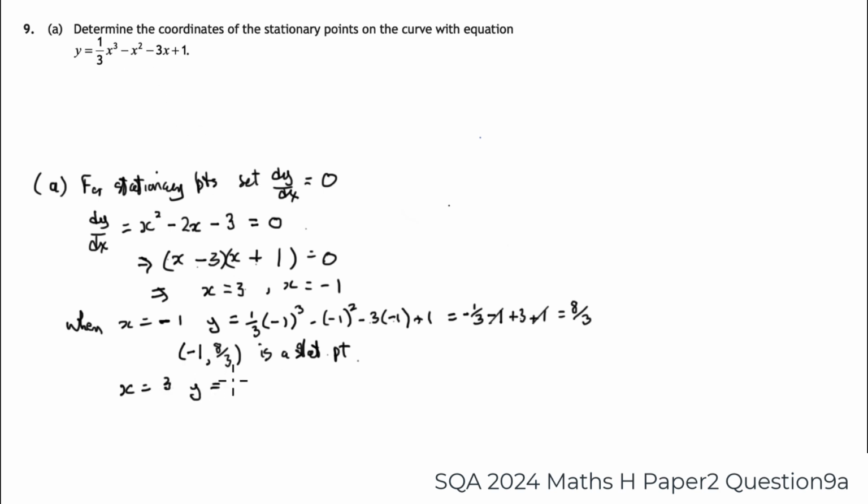Now there will be another stationary point, and we'll find that by plugging 3 into this formula. So we get 1/3 of 3 cubed minus 3 squared minus 3 times 3 plus 1. Now, one of these 3's cancel, 3 squared is 9. 3 squared is 9. 3 times 3 is 9. Lots of 9's around. And 9 minus 9 is 0. Minus 9 plus 1 is negative 8. So 3, negative 8 is also a stationary point.